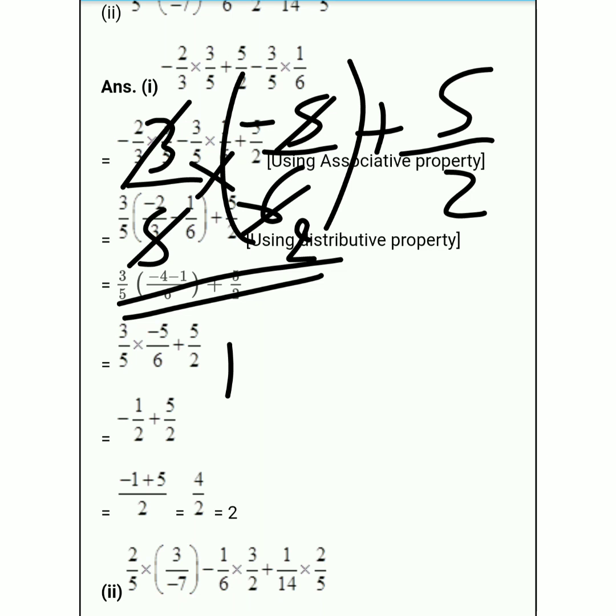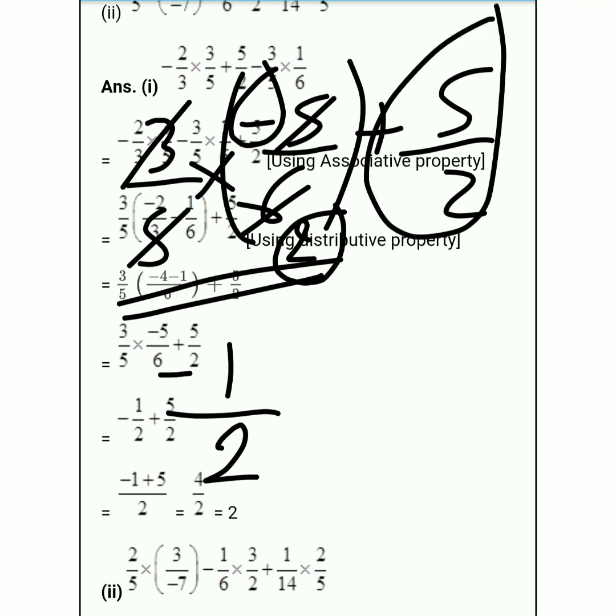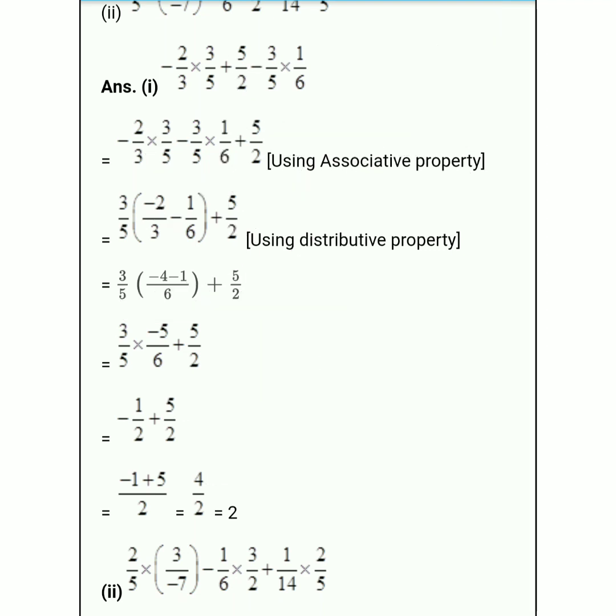Okay, before here one minus sign is there, then we need to write minus 1. In denominator 2 is present, so write down minus 1 by 2. Okay, now this plus 5 by 2 as it is. Okay, now we need to simplify it. So we reach at this step. Now minus 1 by 2 plus 5 by 2.